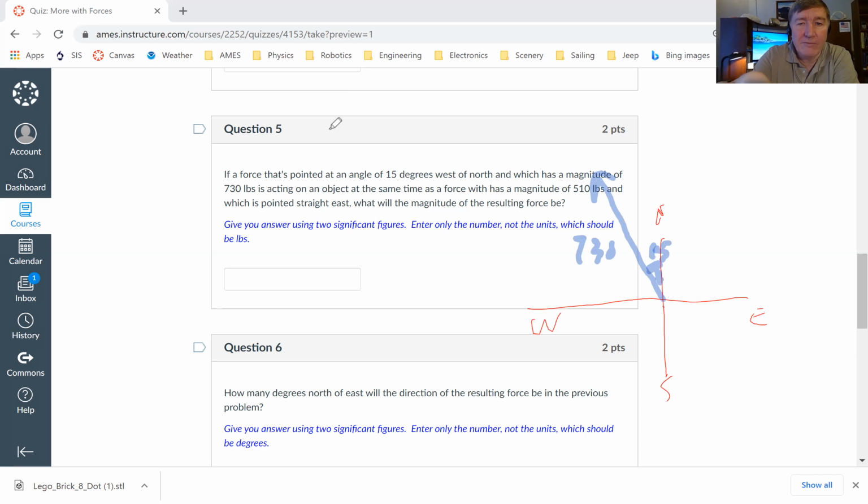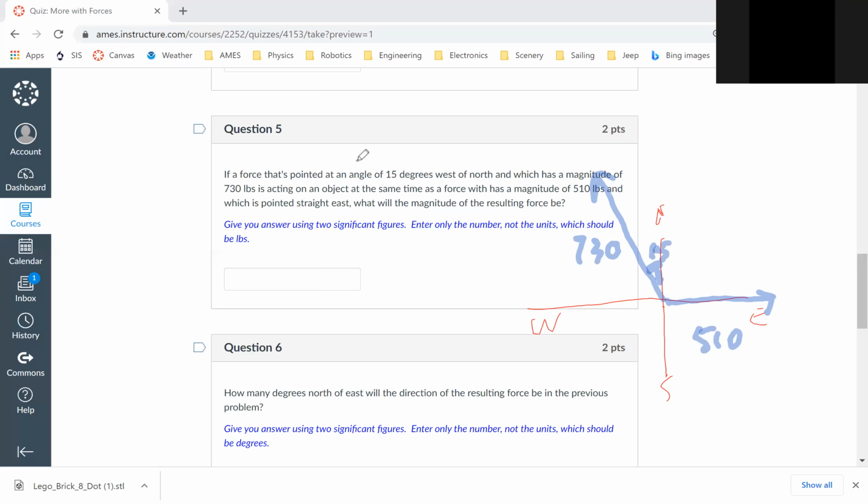Let me see if I can make that 0 better. Now at the same time, we have another force that's going to the east. And so this force has a magnitude of 510. So we need to add these two forces, but one of them is funky. And people get nervous when they see funky forces. So Zaid, what do you do when you see a funky force? So we will break it down into its components. Excellent. We'll break it into its components.